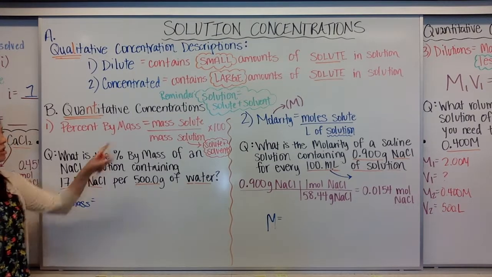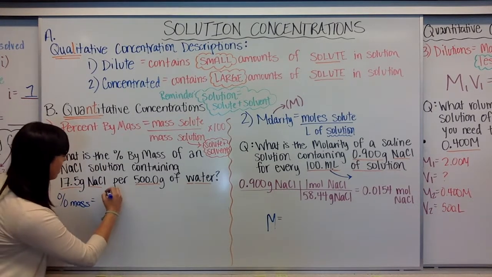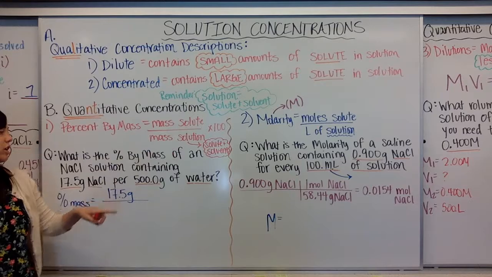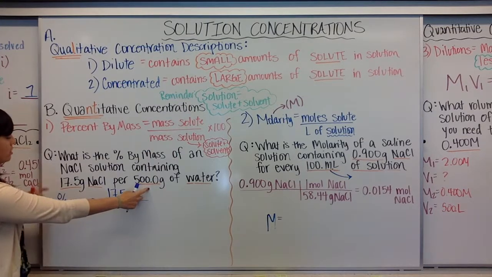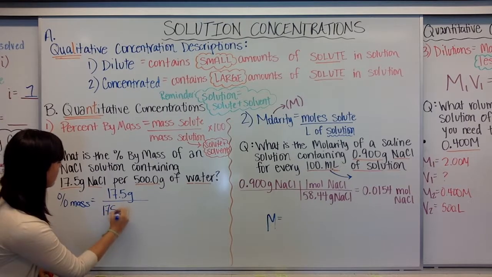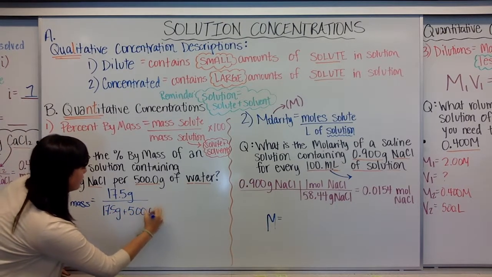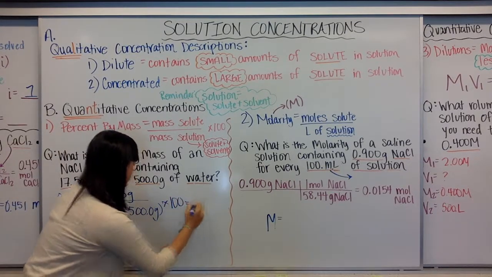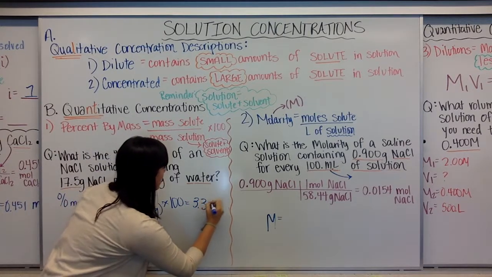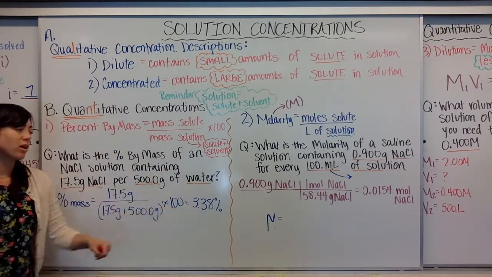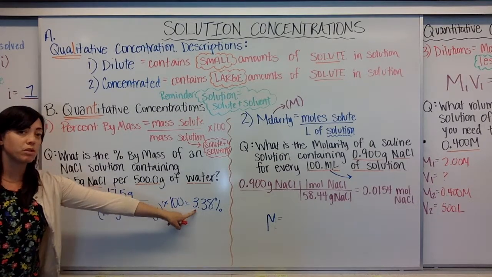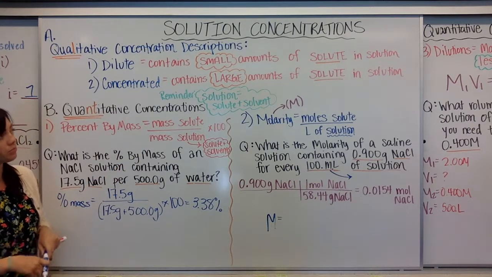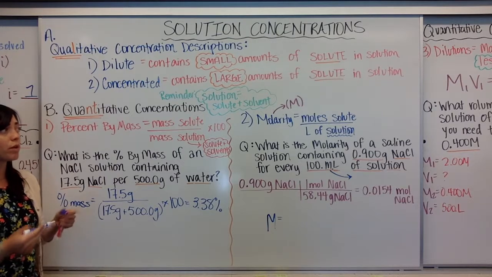So our percent mass is just the mass of our solute, which is 17.5 grams, divided by the mass of the solution, which is the solvent plus the solute. So we have 17.5 grams plus 500.0 grams. And we multiply that whole thing by 100 to get 3.38%. This 3.38% is telling us that 3.38% of our total solution is sodium chloride. That one's pretty easy.